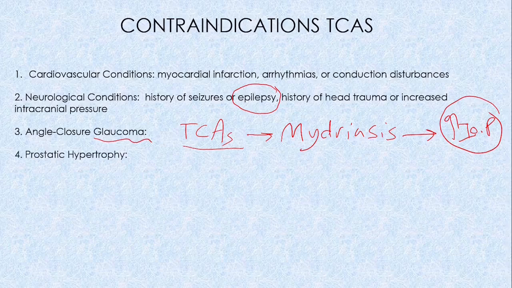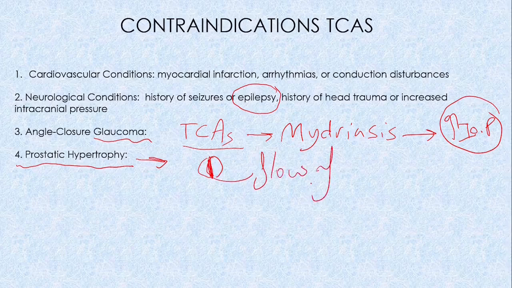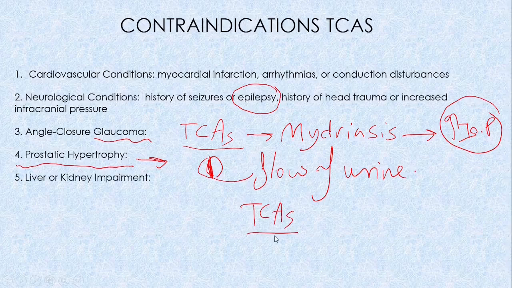Also, they produce anticholinergic effect, they produce urinary retention. Therefore, they should be avoided in patients suffering from prostatic hypertrophy. Usually, in prostatic hypertrophy, the prostate gland is enlarged and it will block the flow of urine. And if the TCA themselves produce urinary retention, the person will suffer more. Therefore, they should not be used in cases of prostatic hypertrophy.